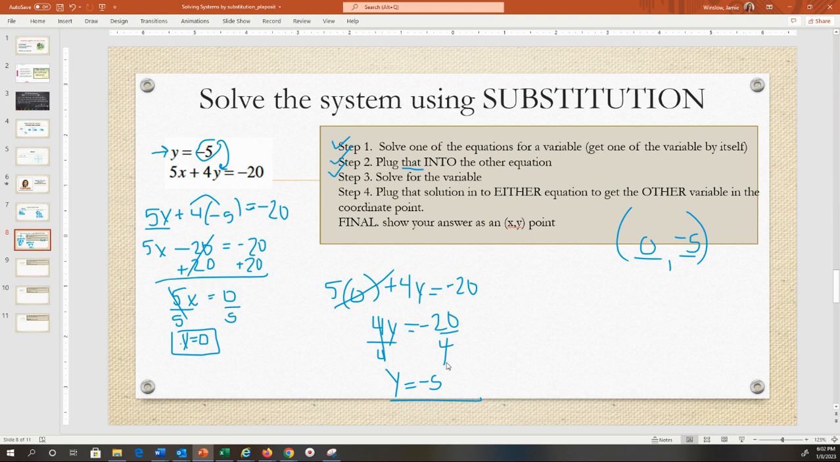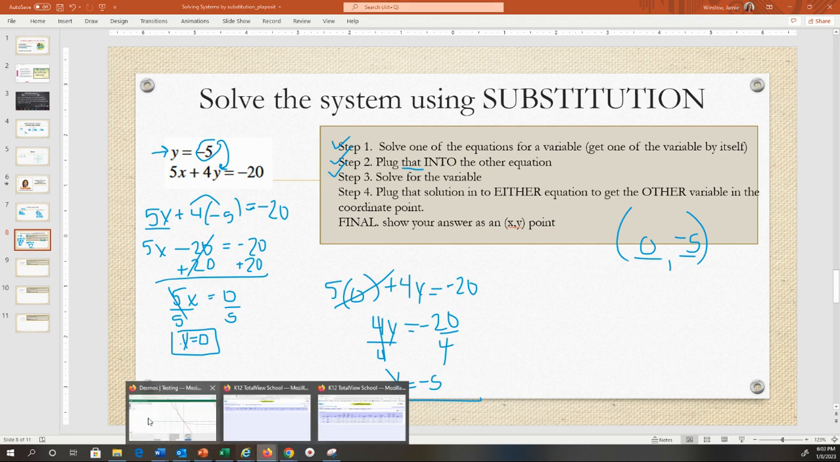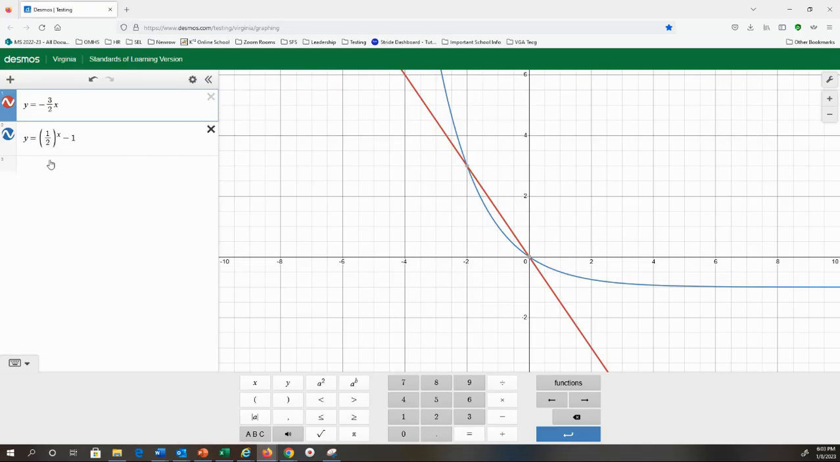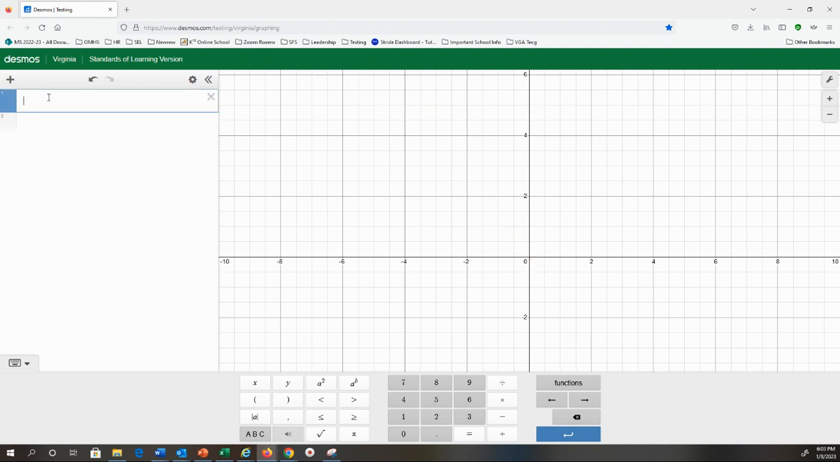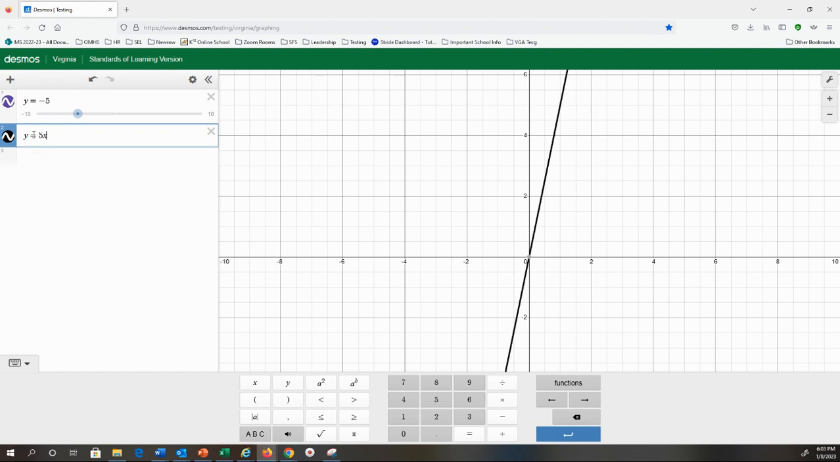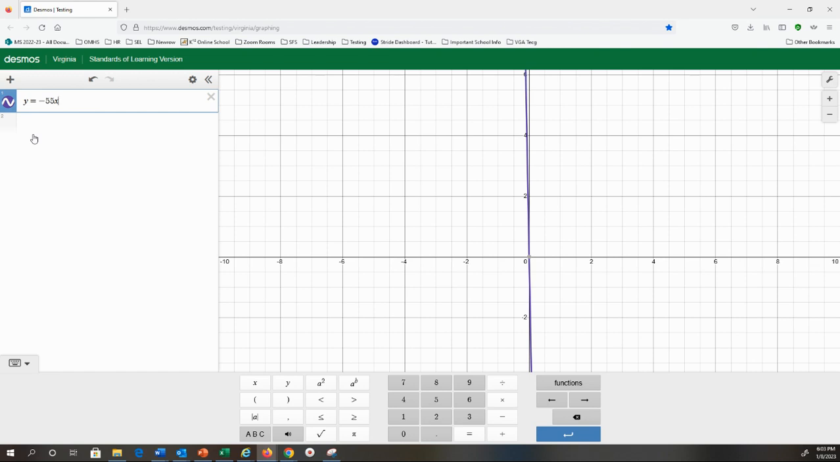Now, here is one of the really cool things about systems: you can double check your work. Guess what? By using the Desmos calculator. So come over here and we'll just put in the two equations as they were given. Y equals -5 and 5x plus 4y equals -20. And I've put them on the same bar. Hold on.